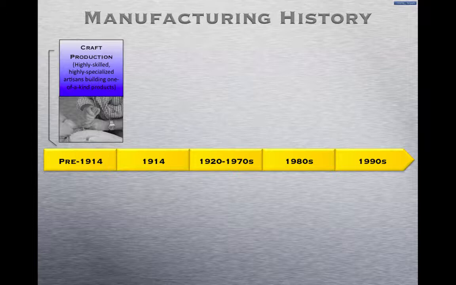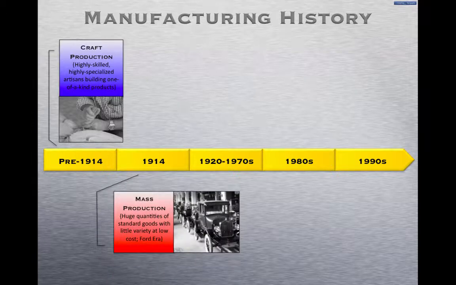Manufacturing began with craft production prior to 1914. Craft production is defined by one-of-a-kind products built by highly skilled, highly specialized artisans, made to customer requirements at very high cost. By 1914, mass production had taken over, producing huge quantities of standard goods with little variety but at very low cost to the customer. This era was defined by Henry Ford and the production of the Model T.